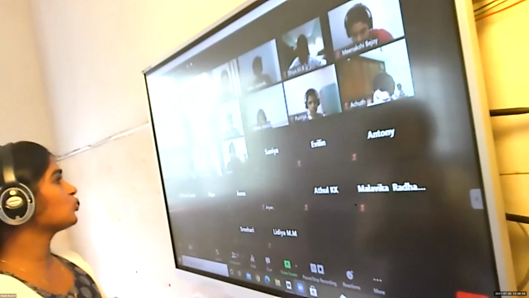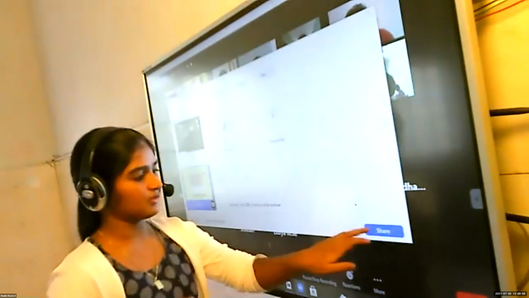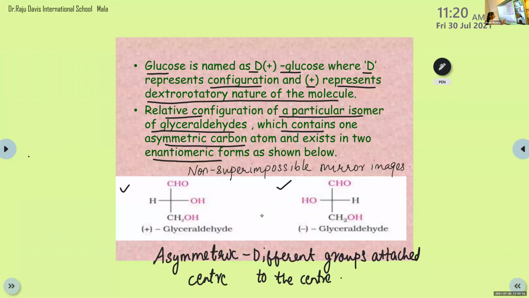Okay, non-superimposable mirror images. Then you look at the examples given here. Glyceraldehyde. These two are the non-superimposable mirror images of this glyceraldehyde. In the first structure, you can see that hydrogen is on the left side and OH on the right side, right? And you look at the second one. OH is on the left side and hydrogen is on the right side.